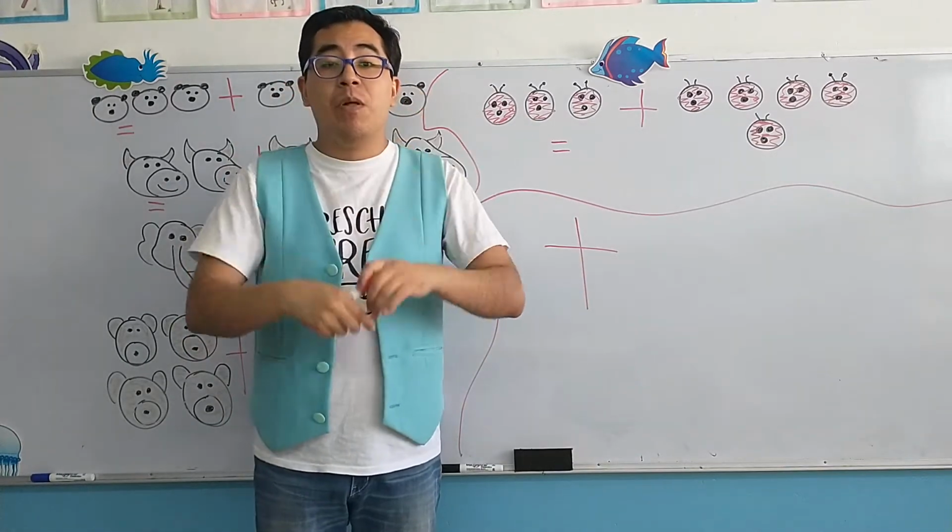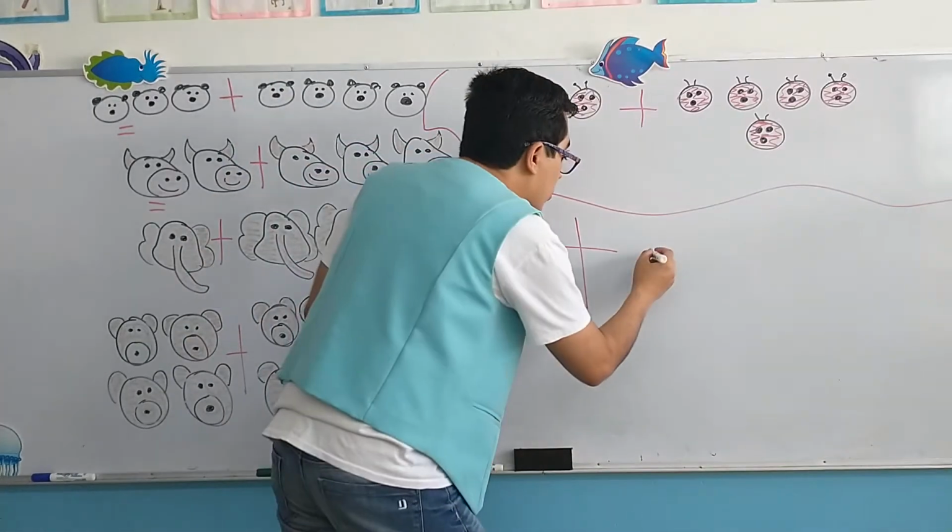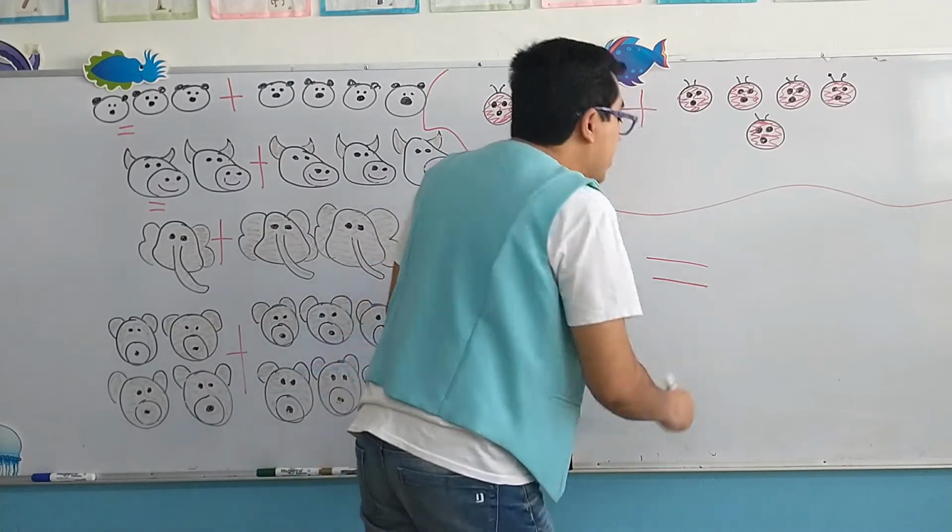The other symbol is the one that has two hyphens, one up and one down.